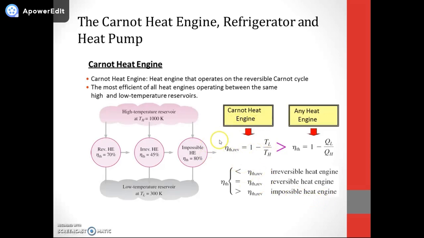So for the Carnot heat engine, you need to calculate this first. If you want to compare what kind of heat engine you are dealing with, you need to calculate the reversible heat engine first, find out the value, and make it your reference. Then you calculate the next heat engine and identify whether it is an irreversible, reversible or impossible heat engine. So please calculate this first, okay?